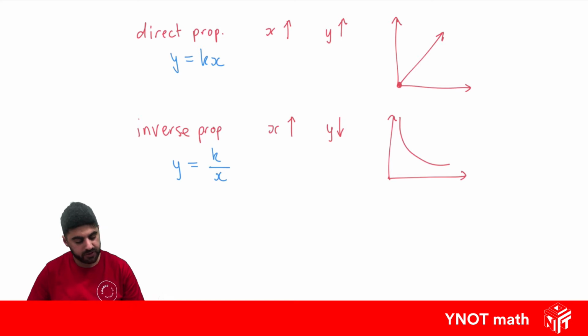So some examples of things being in direct proportion might be the number of hours worked and the amount of money you make, because the more hours you work, the more money you make. Something being in inverse proportion might be the speed that you're traveling at and the time taken to get there, because the faster you go, the quicker you'll get there, the less time it will take.